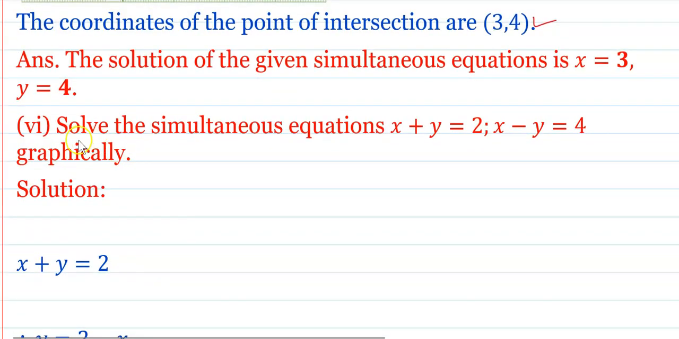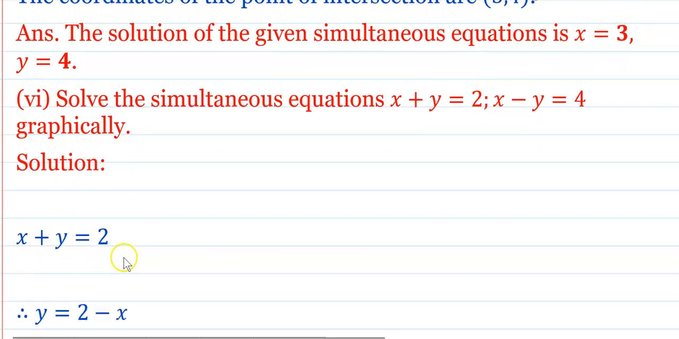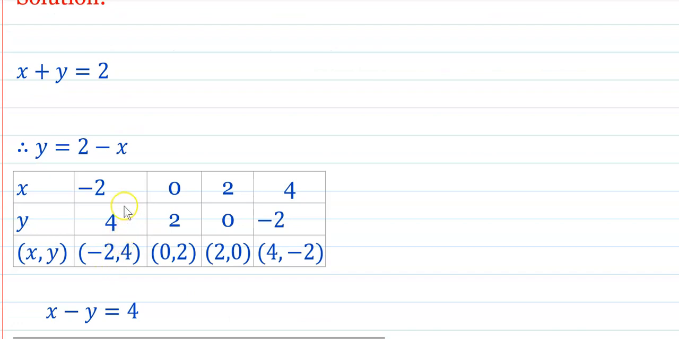Now again we solve the simultaneous equations x plus y is equal to 2, x minus y is equal to 4 graphically. Again, x plus y is equal to 2, so y is equal to 2 minus x. If we substitute x is equal to minus 2, then you will get y is equal to 2 minus (minus 2), therefore y is equal to 4. When x is equal to 0, y is 2. When x is equal to 2, 2 minus 2, you will get 0. When x is equal to 4, 2 minus 4, you will get minus 2. And hence these are the points.